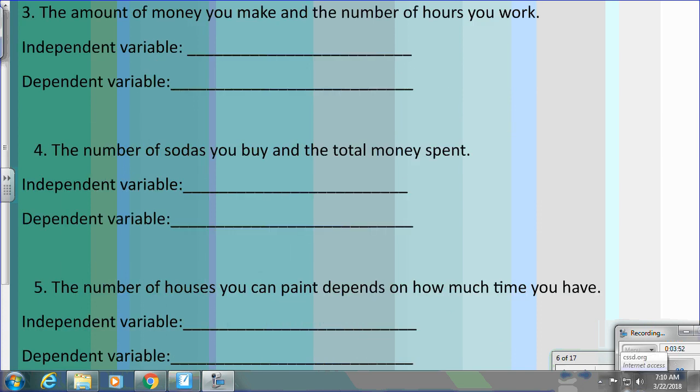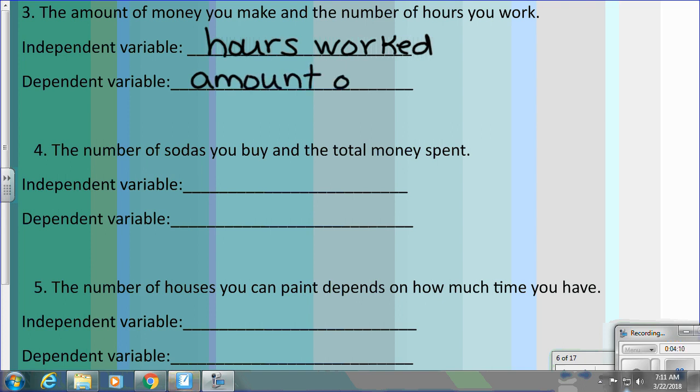Number 3, the amount of money you make and the number of hours you work. The independent variable would be the hours that you work, and the dependent variable would be the amount of money you make. The amount of money you make depends on how many hours you work.